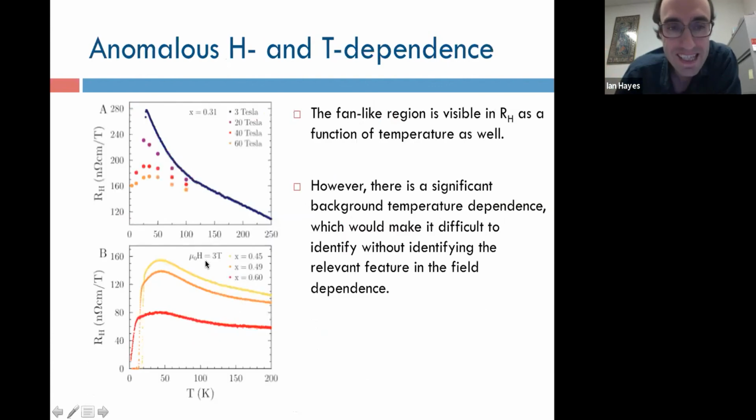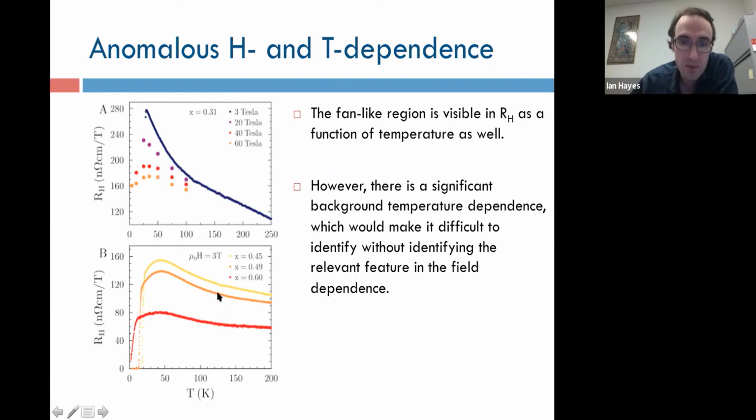And you can see this in the temperature dependence of the Hall effect as well, but it's a little trickier because of the background. This is one thing I really want to highlight about this use of the field dependence to characterize the strange metal behavior: it allows you to make cleaner determinations about which part of the Hall coefficient is actually correlated with superconductivity and with proximity to the antiferromagnetic phase.